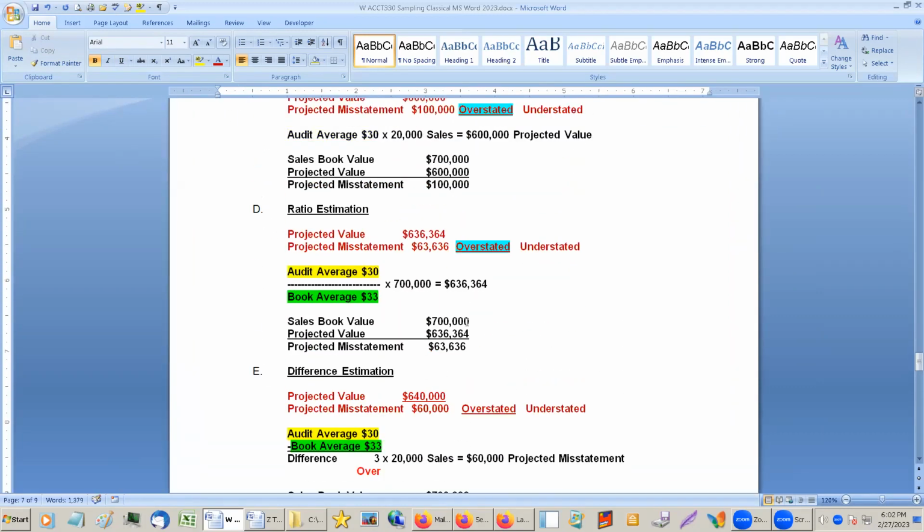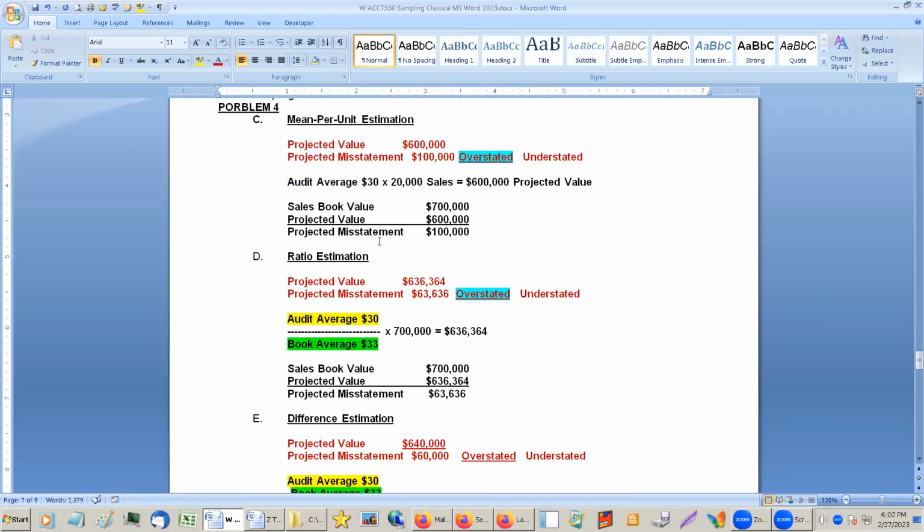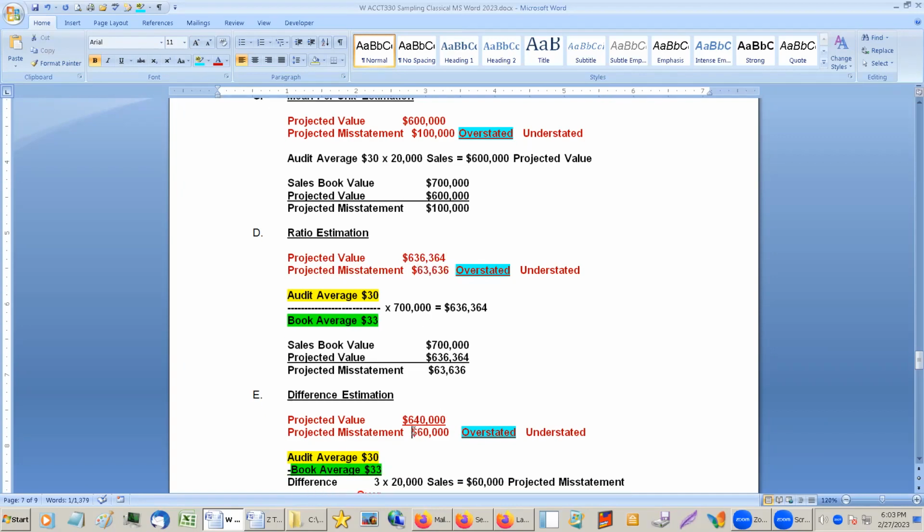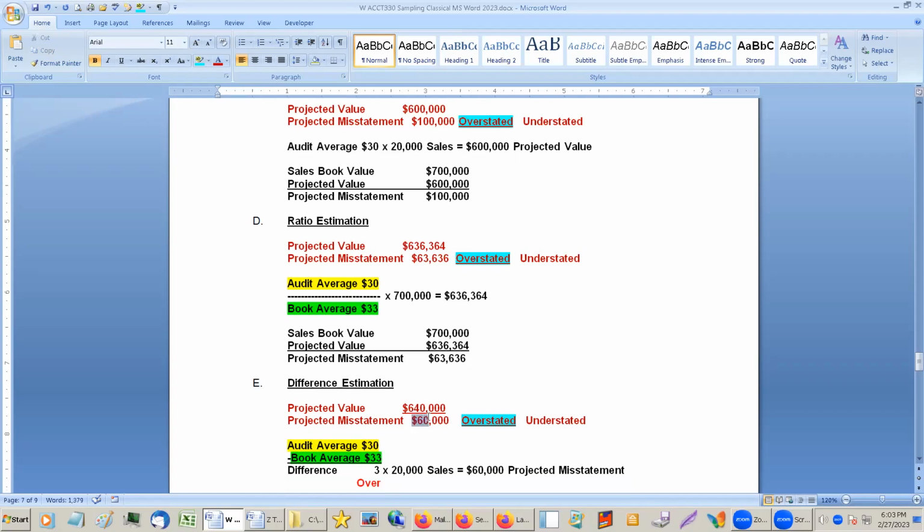Well, here, you can't get the total amount. You should be able to do the rest of it. So anyway, these are the mean per unit. These are all overstated. $600,000, 100,000, 636,000, and 63,000 is the overstatement. And last but not least, the difference estimation would be 640,000, and it's a $60,000 overstatement.